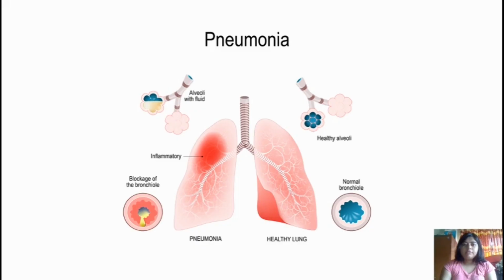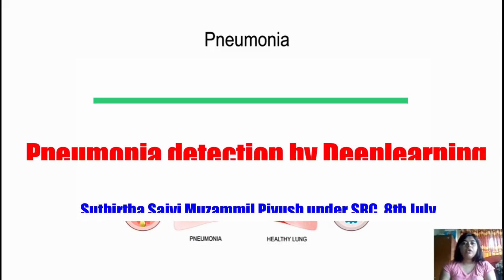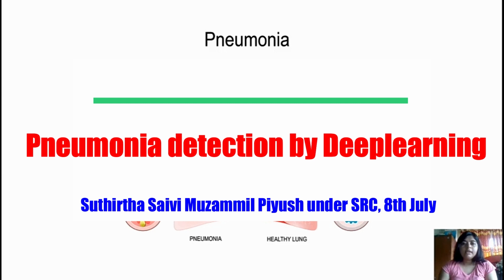Hi, the project is about detection of pneumonia from chest X-ray. Before diving into the project, let us know about some of the basic things, like what is pneumonia. Pneumonia is an infectious disease which can be caused by either a bacteria or a virus or a fungi. Now, this infection causes the inflammation of the air sacs in your lungs.